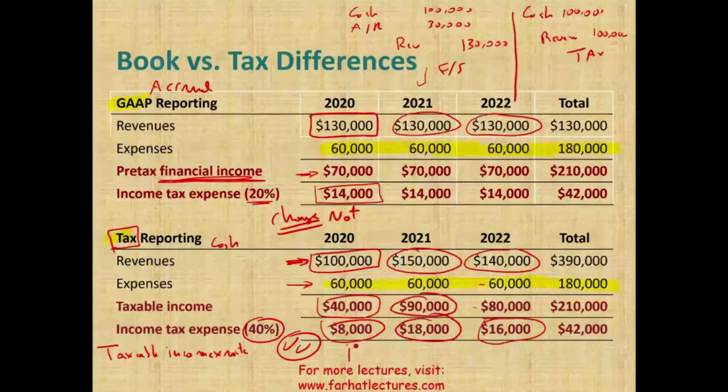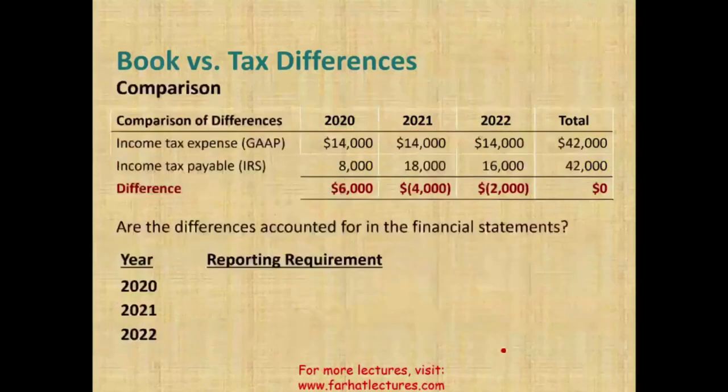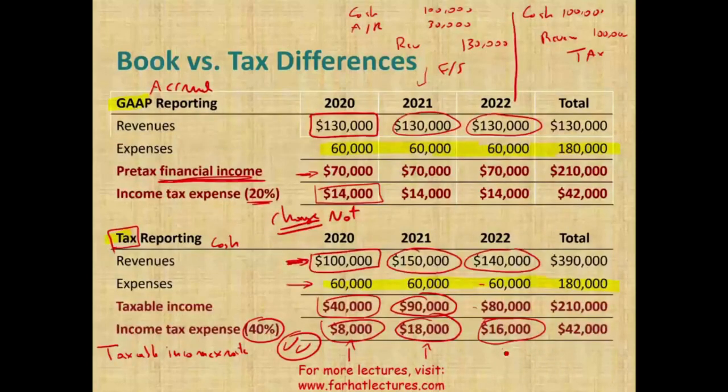So the $8,000 here, the $18,000 here, and the $16,000 here, this is what we actually send to the IRS. This is the money. This is the check that we send to the IRS. This is what we are responsible for. So basically, when we say income tax expense, this is also income taxes payable. So the $8,000, the $18,000, and the $16,000 are income taxes payable.